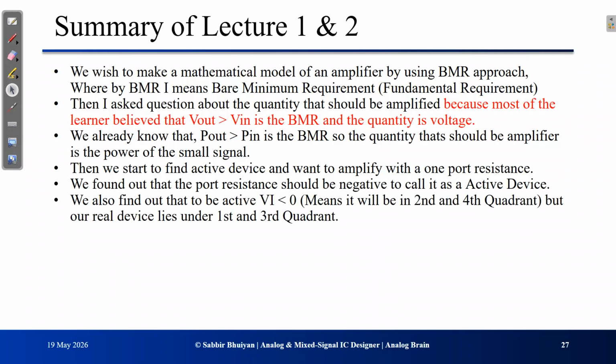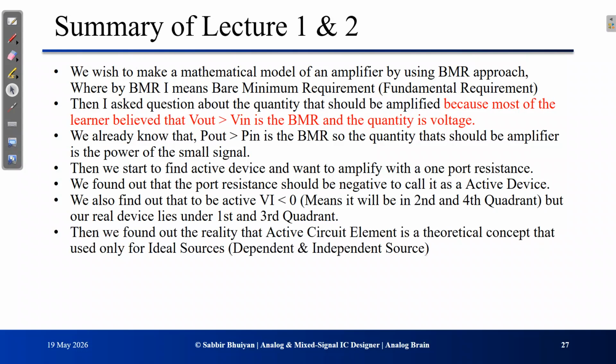Remember that thing. We also found out that to be active, V times I should be less than 0, which means it will be in the second and fourth quadrant, but our real devices lie in the first and third quadrant. That means every real circuit device is passive. They all only dissipate power. You have to understand this very clearly. Every element that we have in reality is passive because all of them only dissipate power. The only things that generate power are the batteries, and inside our IC we don't have them.